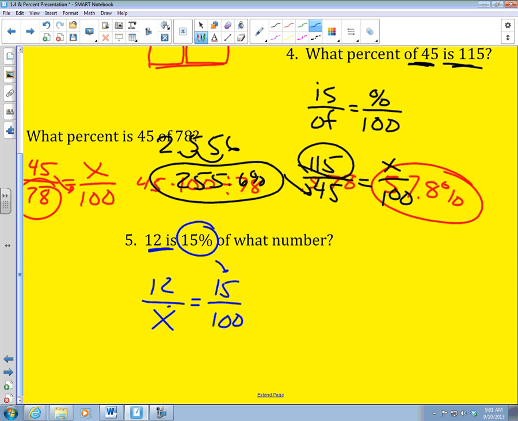Cross multiplying and dividing this, so I get 12 times 100 divided by 15. That's going to give me X is equal to 80. So 12 is 15% of 80.